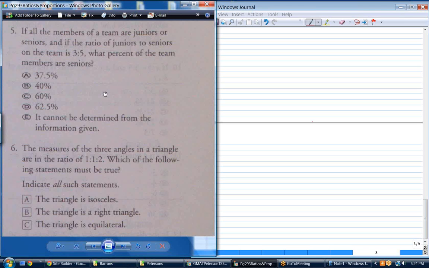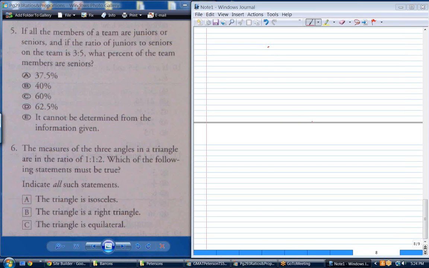Well, you don't know how many people are on the team. No, but it's a multiple of 8. In other words, if this is a ratio of 3 to 5, then there's either 5 seniors on an 8-person team or some multiple of that. But regardless, it's not going to change our ratio. Our ratio is going to be 5 divided by 8, which is 62.5%. That's one that's worth memorizing.